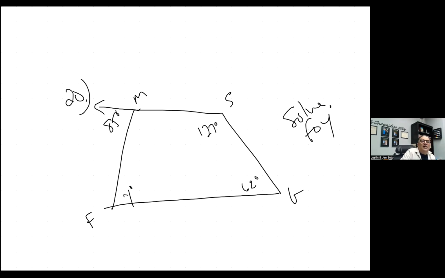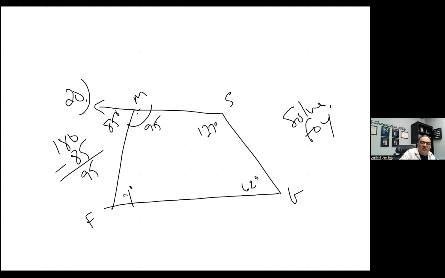Okay. All right. So what I have to do here is find the measurement of this angle here. So I'm just going to go 180 minus 85. And I'm guessing that would be 95 if my math is correct, because minus 80 would be 100, 5 more. Okay, so this is going to be 95 here. So now what I'm going to have to do is add these three up, then subtract it from 360.